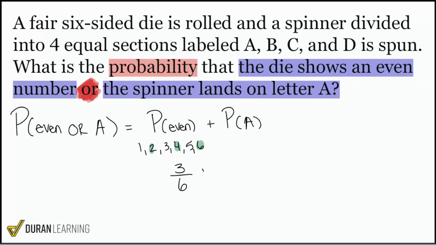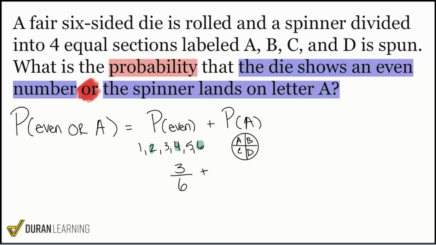Next up, we are going to add that with the probability of looking at this spinner here, where this spinner is divided into 4 equal sections labeled A, B, C, and D. Okay, sounds good. So let's draw a little spinner right there, nice and easy. Let's break that down into 4 spots, A, B, C, and D.